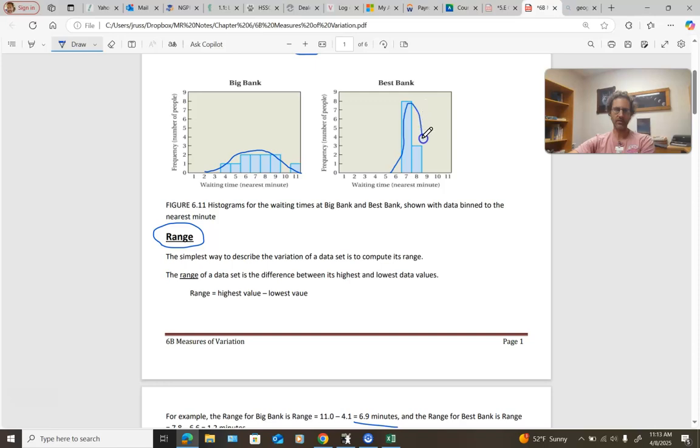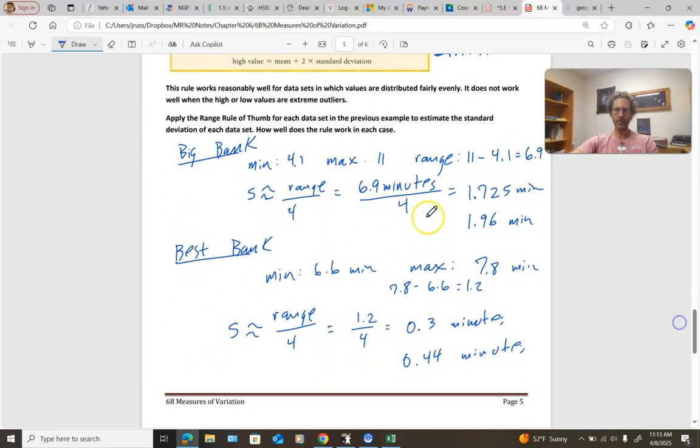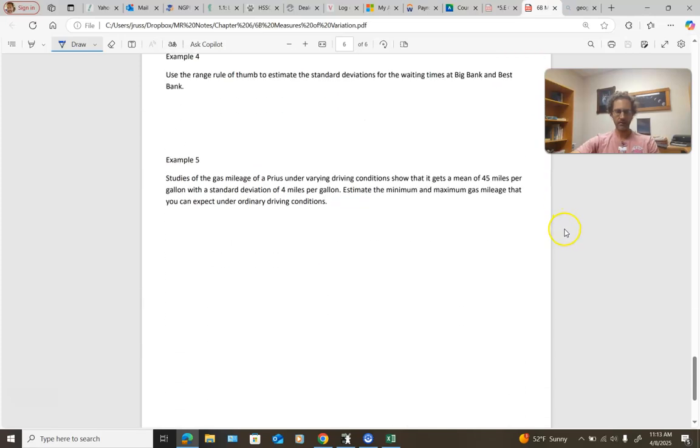It is actually skewed to the right a little bit, but there's so little variance in the data to begin with, it didn't make a whole lot of difference. But the more evenly distributed your data set is, the more closely these estimates are going to be to the actual standard deviation of the data set. Okay. All right. We've got a couple more examples here.